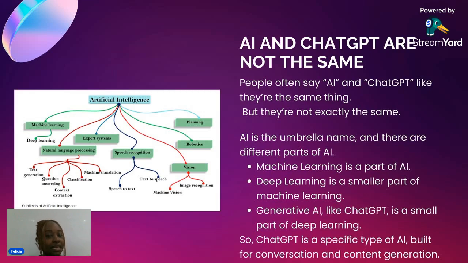So yes, like I said, AI and ChatGPT are not the same. AI is the umbrella, it is the father, and then all others come under. You can see machine learning, deep learning. I think this is where ChatGPT falls, deep learning. Generative AI. That's where ChatGPT falls under. So it's an umbrella name, and there are different parts. You can see these are the different parts. So many, robotics, so many. So when people say, "Oh, I'm using AI," what part of AI are you talking about? So yeah, that is it.